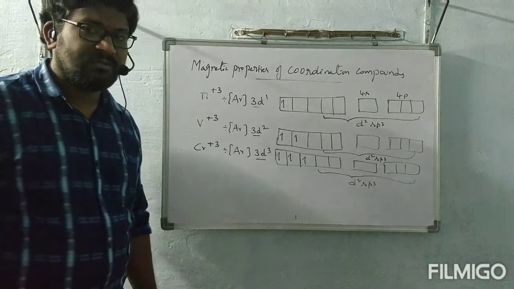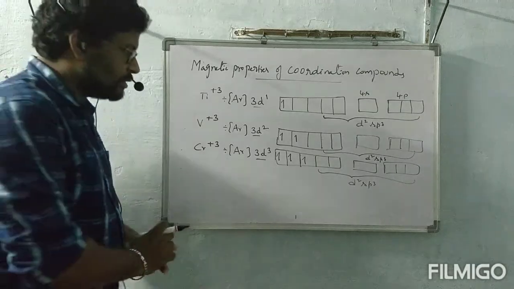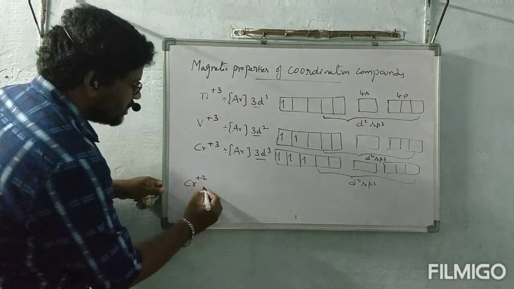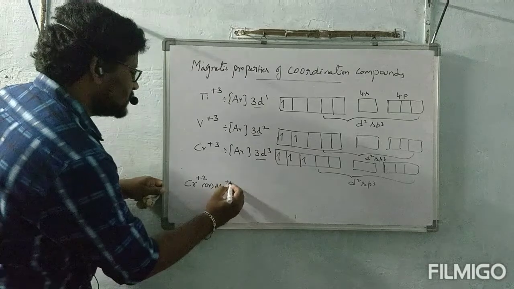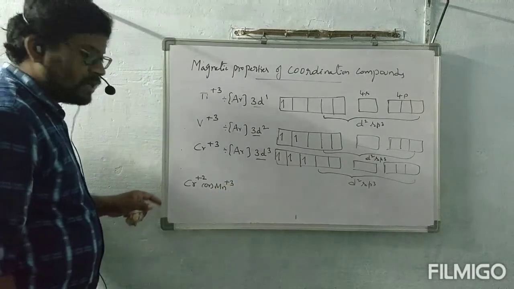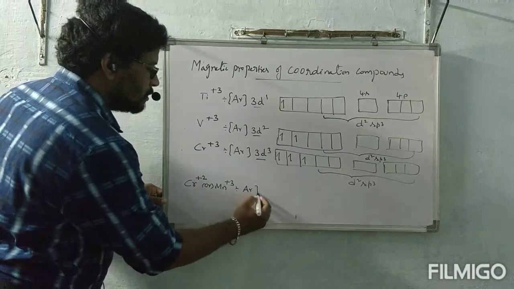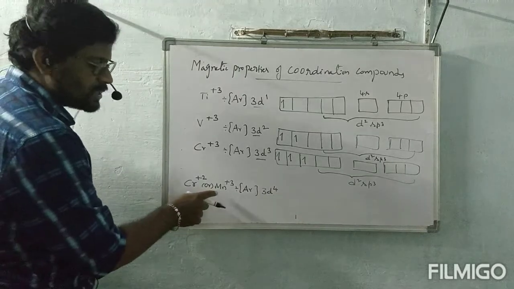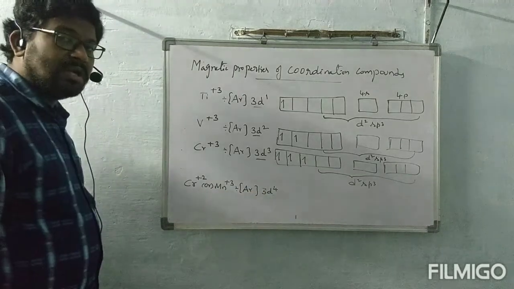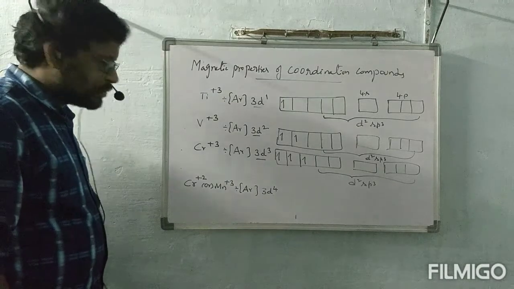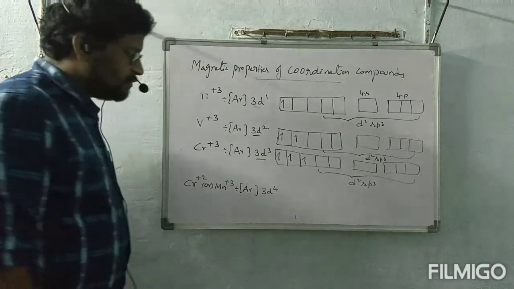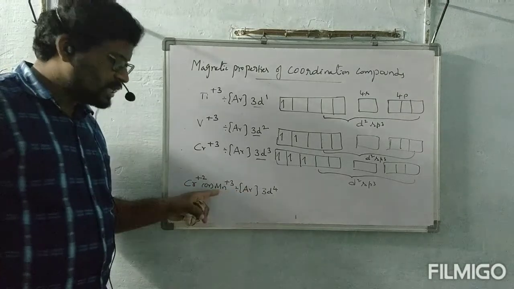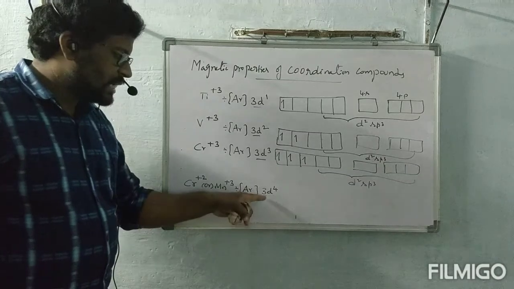But the problem will start for the 3d4 configuration. Observe. Cr plus 2 or Mn plus 3, argon 3d4. If you want, check that one. Cr plus 2 and Mn plus 3 both have the same configuration, argon 3d4. Chromium is 4s2 3d4, so Cr plus 2 means 2 electrons must be removed, and when 2 electrons are removed, we get 3d4 configuration. Same for Mn plus 3 also. So it has 3d4 configuration.